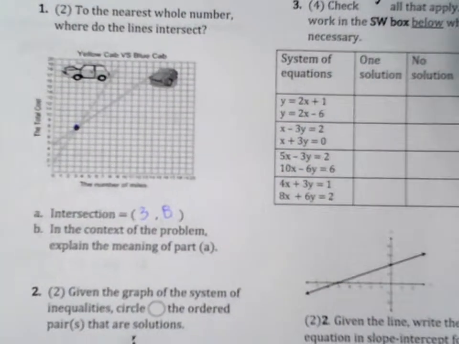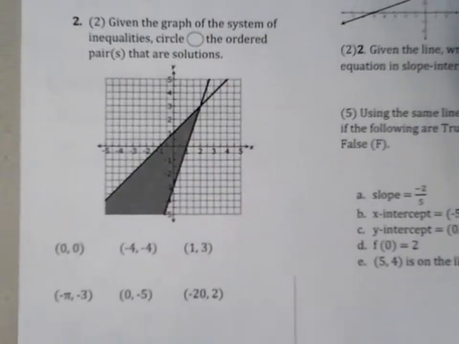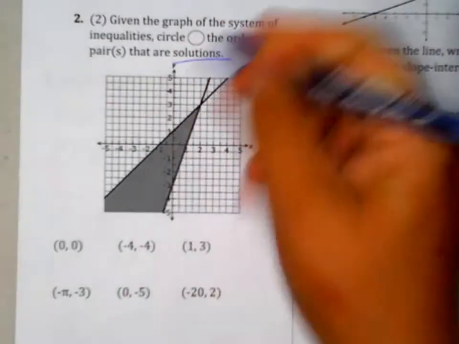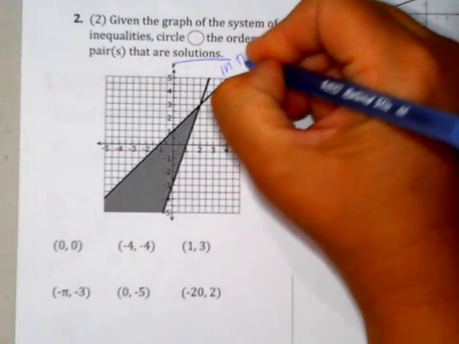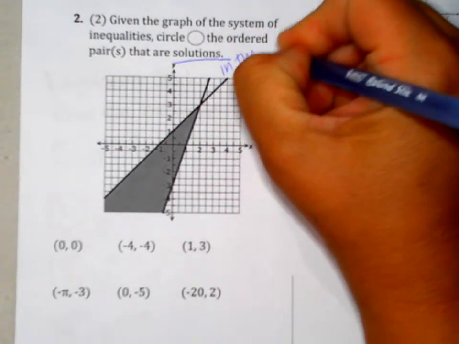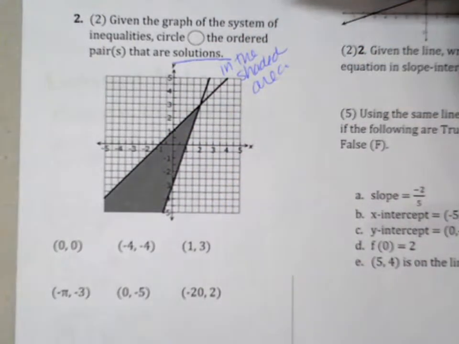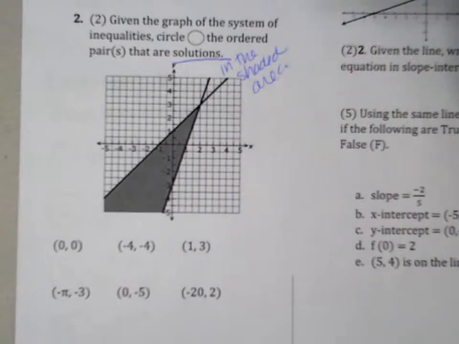Okay? For this one down here, what are the solutions? Given the graph, circle the ordered pairs that are solutions. Solutions in an inequality are the ones that are in the shaded area. So when you get an inequality, it's the ones that are going to be in the shaded area. So if you're given a graph like this, you're looking for the ones that lie in the shaded area.